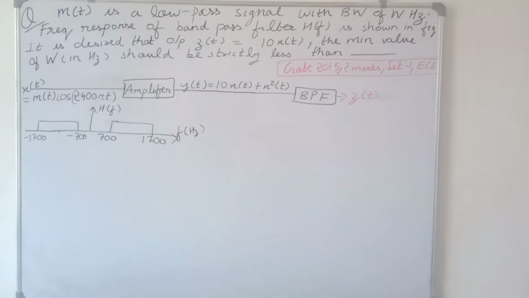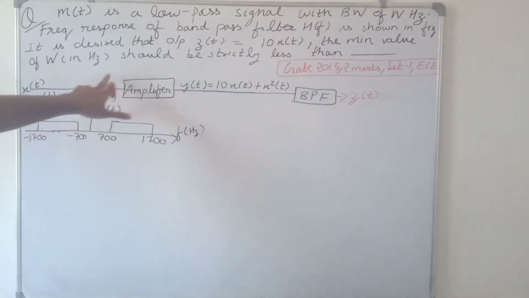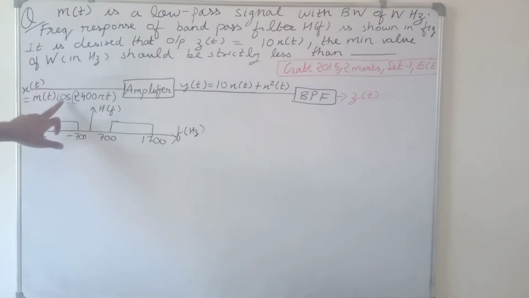So this question is from GATE 2015 for 2 marks from Set 1 Electronics. This is a very good question. It is given that m(t) is a low pass signal with bandwidth of W hertz. This is an amplifier and its input is x(t), where x(t) = m(t) cos(2400 pi t), and m(t) is a low pass signal with bandwidth of W hertz. Don't confuse this W with omega.